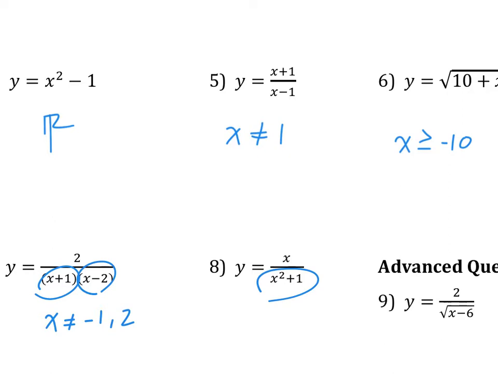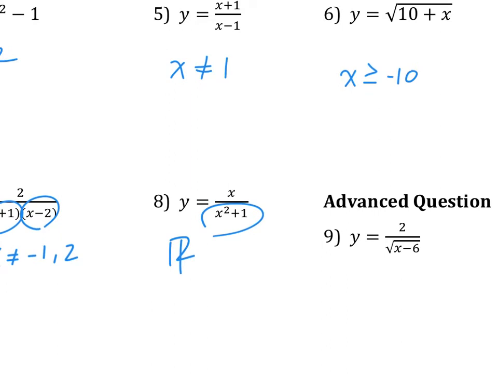Number 8, this will never be 0 because it's impossible, unless you have imaginary numbers, which are not real numbers. So it's all real numbers. Number 9 is a trick question. You have both a denominator and a square root problem. So first, you say this part has to be greater than or equal to 0, so x is greater than or equal to 6. But now it's in the denominator as well, so it also can't equal 6. So this would be the correct answer.